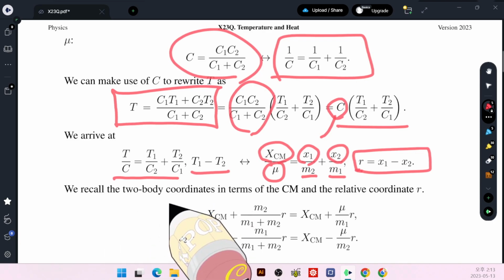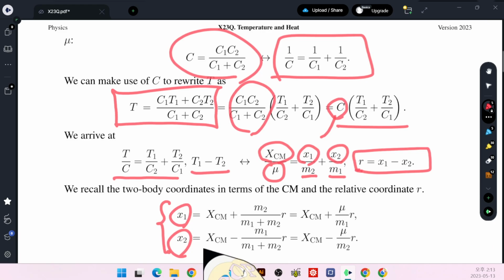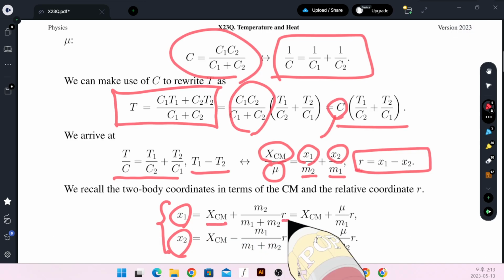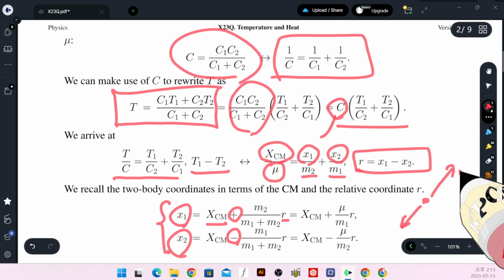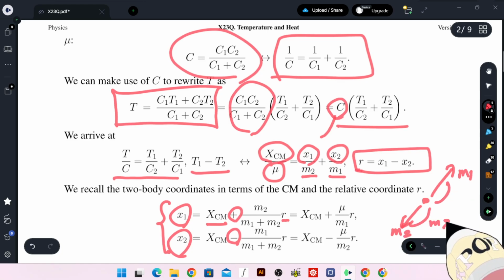All right, we recall that the position vectors can be expressed in terms of the linear combination of the center of mass and relative coordinate vector. And the coefficient of the relative coordinate vector is the fraction of the other particle's mass relative to the total mass. And the signs are different because the center of mass is in the middle of the particles. And the distance ratio is reversed.